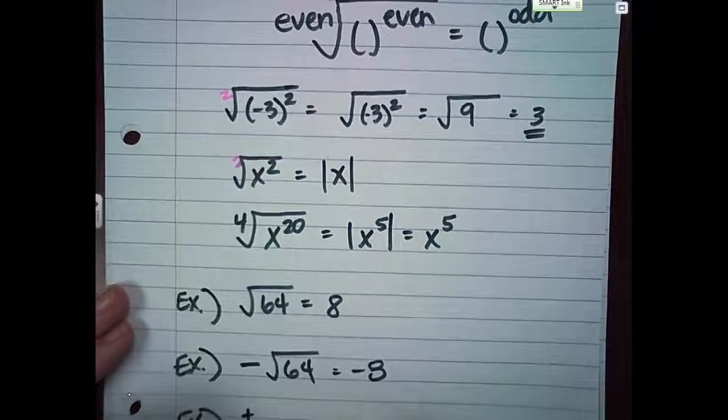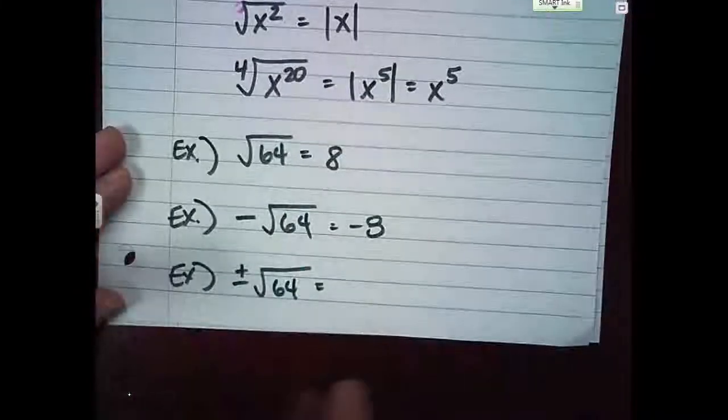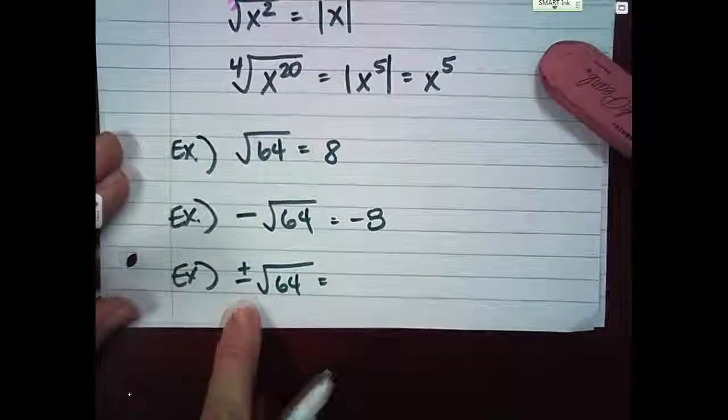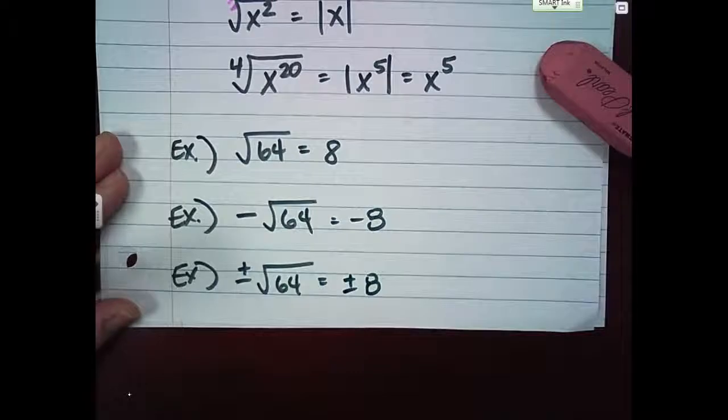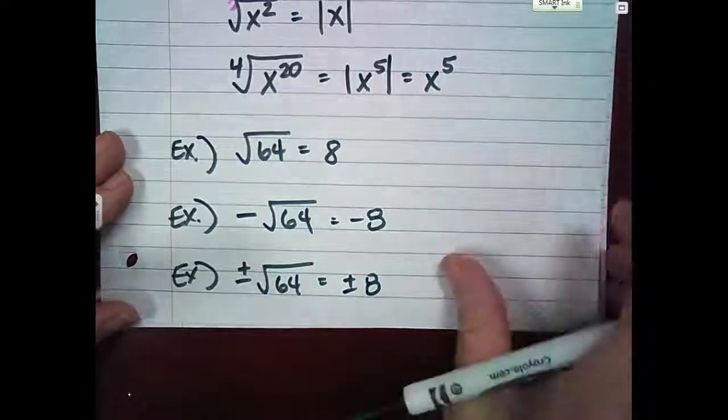All right, here's another one. What if I tell you, well, I want both answers? What would you write here? Sorry. Both answers would mean positive and negative 8. Agree? Okay, so let's keep going.